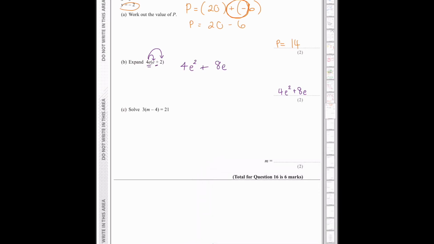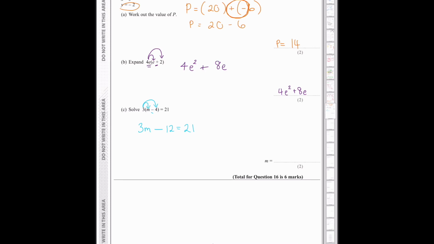So we have 3(m minus 4) equals 21. Now it's got brackets in, so we have to expand them again, multiply them out. So 3 times m is 3m. Put the minus in, and then 3 times 4 is 12. And that equals 21. Now when we do an equation, remember, we work backwards.